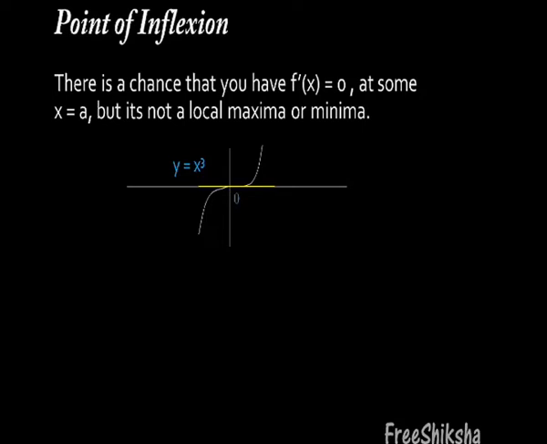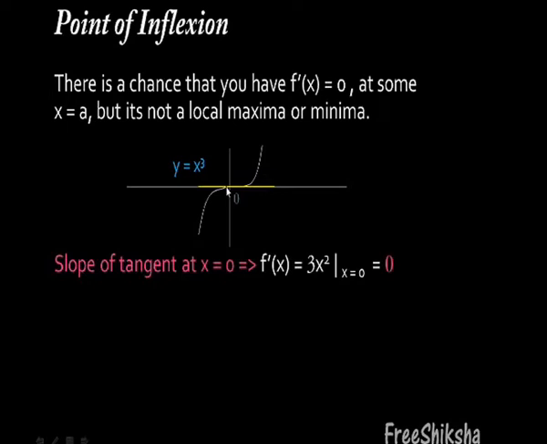So what else could you have? A point of inflection. If your f prime x equals 0 at some point x is equal to a, but it's not a local maxima or minima, then we say it's a point of inflection. Take this curve y equals x cube. At x is equal to 0, if you draw a tangent, it has a slope equal to 0. But you can clearly see that it's not a local maxima or minima, because at x is equal to 0, the value is not highest in its neighborhood. It should be higher than both the left and right neighborhoods, which is not happening here, and similarly it is not smaller than both its left and right neighborhoods.